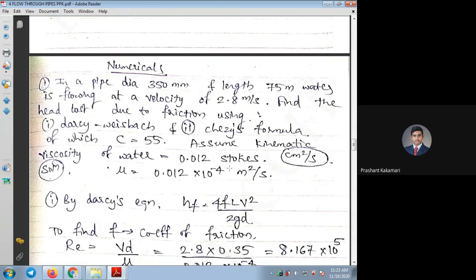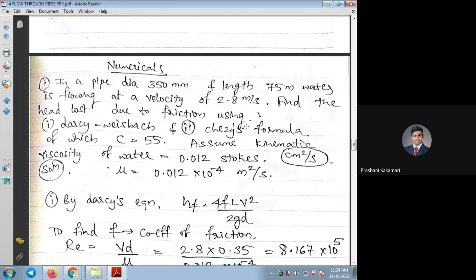So again, you go back to the properties of fluid, the first chapter, and recall the unit, what is the meaning of the Stokes, and later you can substitute in the formulas in the given SI units. Okay, and also viscosity of the given fluid is 0.012 into 10 to the minus 4 meters square per second. So all these values are given in the problem. We need to find out the head loss due to friction by the Darcy-Weisbach equation as well as Chezy's equation.